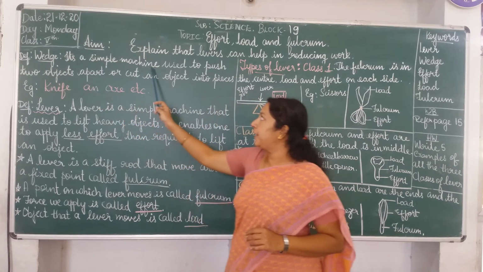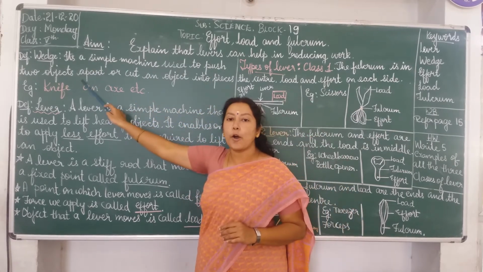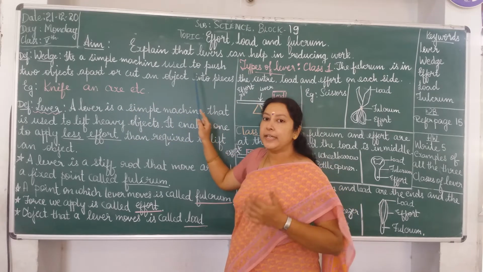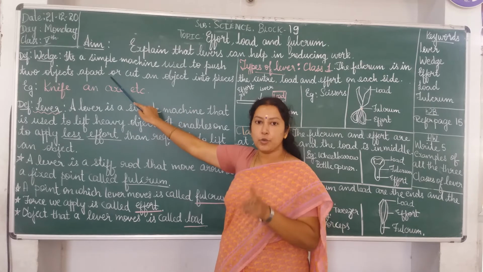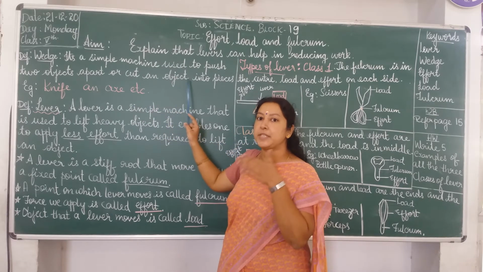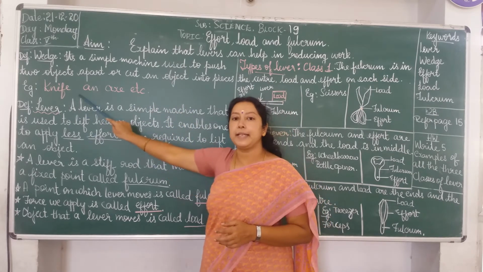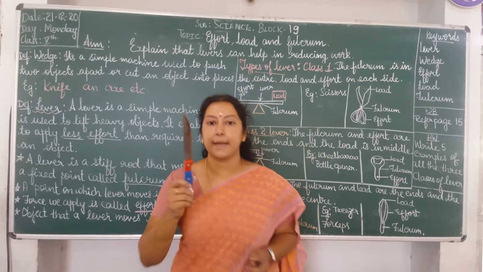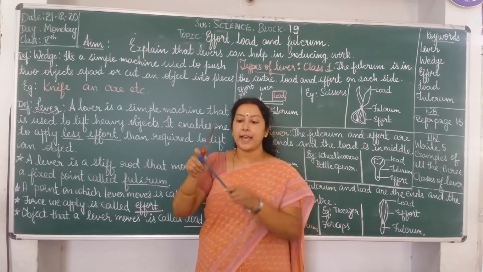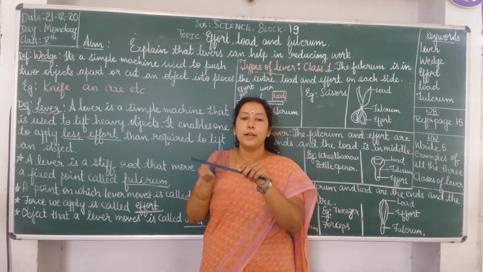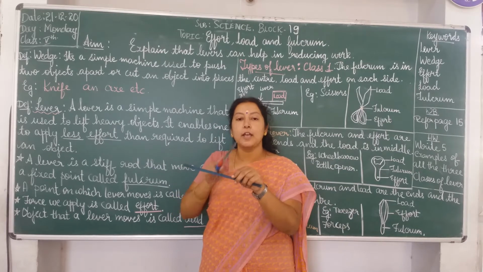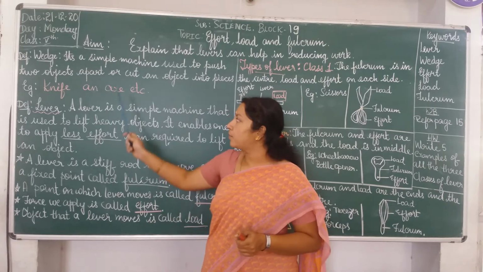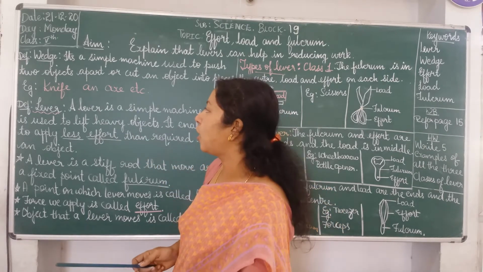A wedge is a simple machine used to push two objects apart or cut an object into pieces. So it is used to separate two objects or to make the object into pieces. The best example is the knife or an axe. So here is an example of a knife. With the help of a knife I can cut this into different pieces, or I can make this object into two pieces and move them apart. These are examples of a wedge.